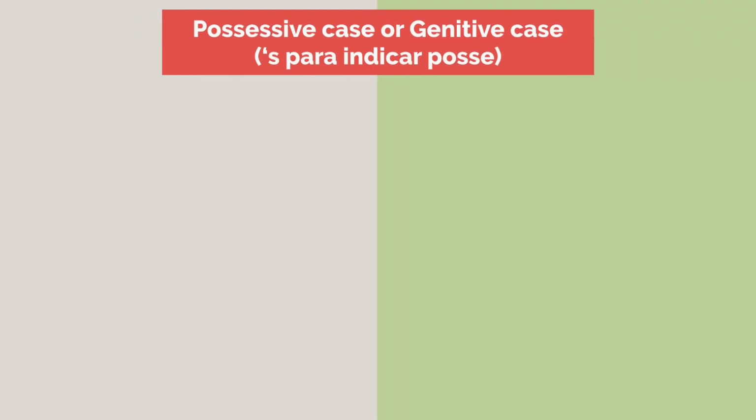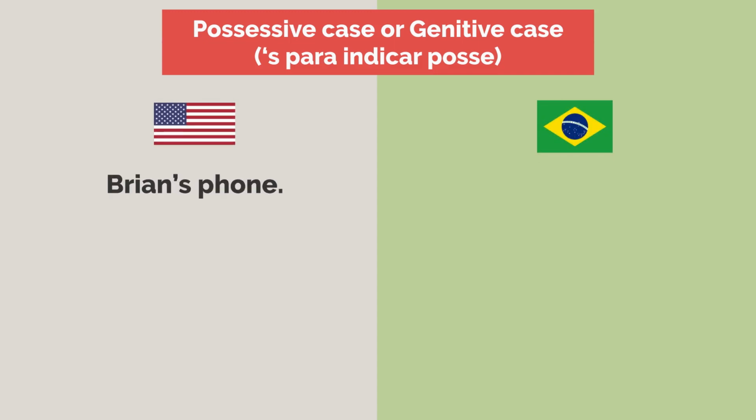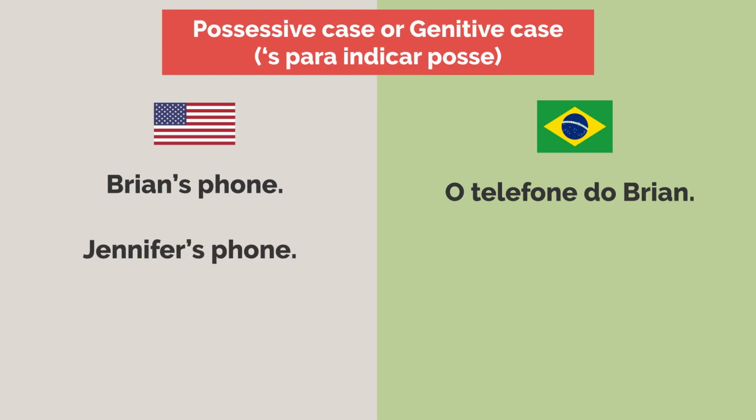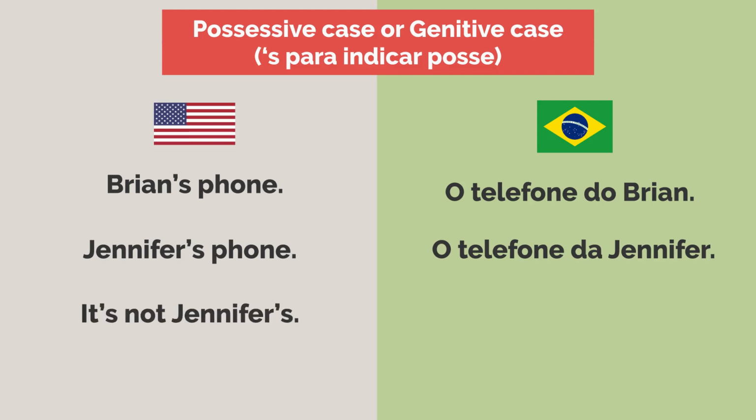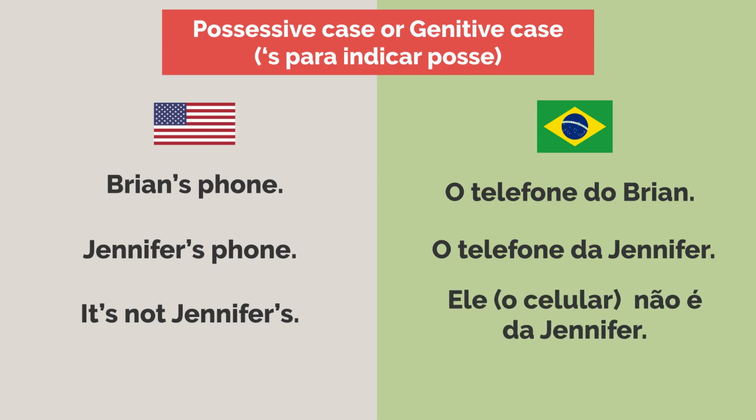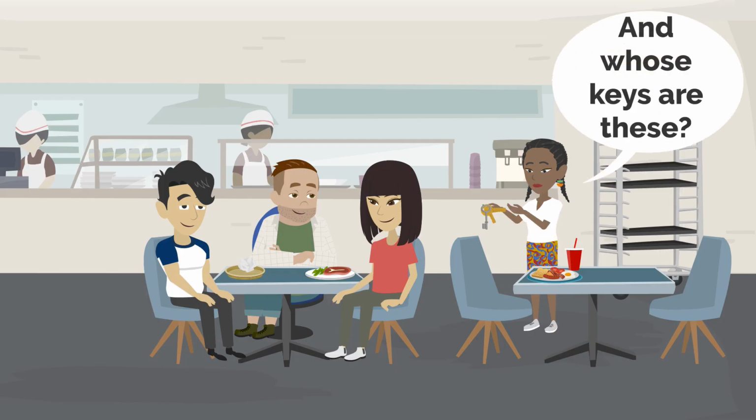Possessive case or genitive case. Brian's phone. O telefone do Brian. Jennifer's phone. O telefone da Jennifer. It's not Jennifer's. Ele, o celular, não é da Jennifer. It's Brian's. Ele é do Brian. And whose keys are these?